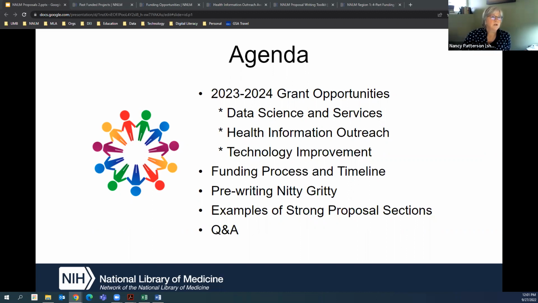We will share the much requested examples of strong proposal sections. We make it easy for you. So hopefully those will be really helpful to look at and say, am I on the right path? Am I formatting this correctly, etc. And we aspire to have time for some Q&A at the end too.